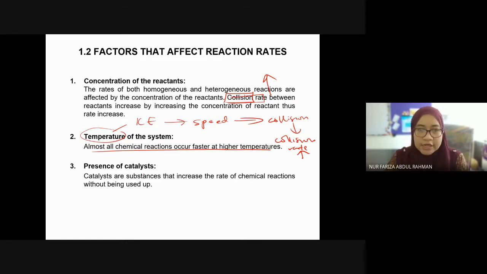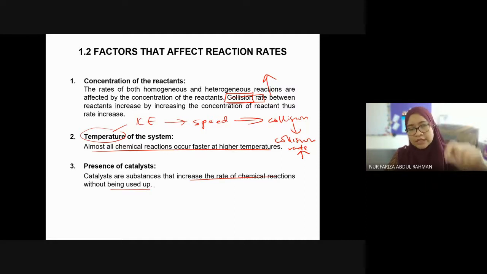So kita ada juga negative catalyst di mana kita nak stop something from happening. We add in this type of catalyst. Kita ada positive catalyst dengan negative catalyst macam tu. But normally catalyst is added in order to increase the rate of reaction. So catalysts are substances that increase the rate of chemical reaction without being used up.